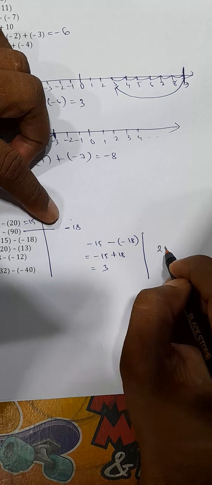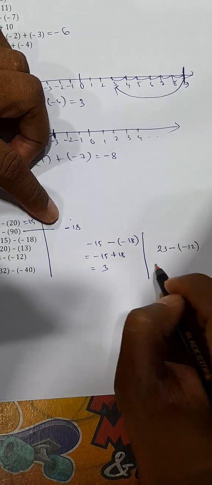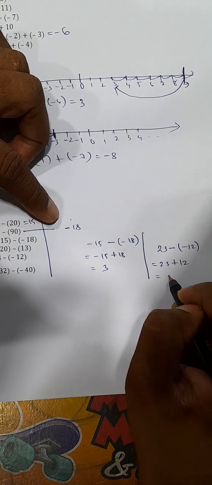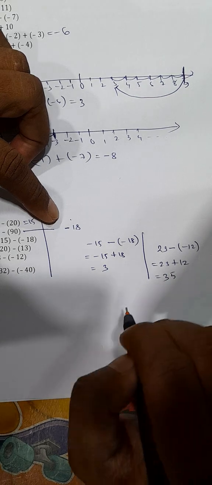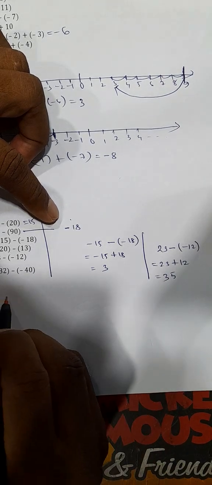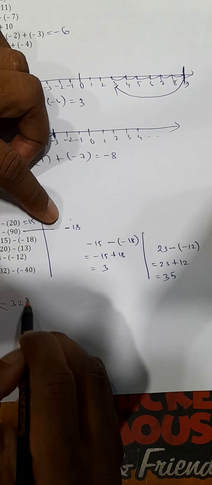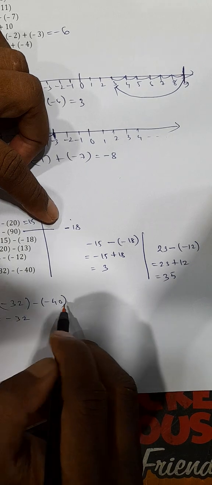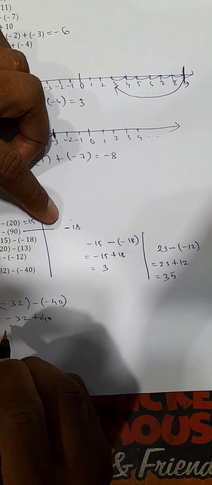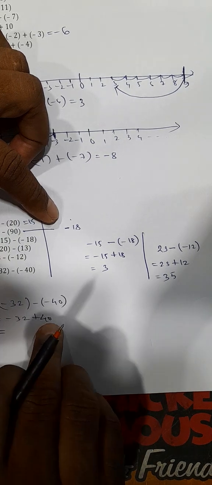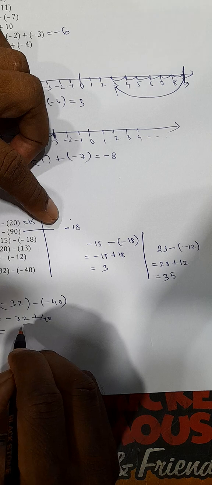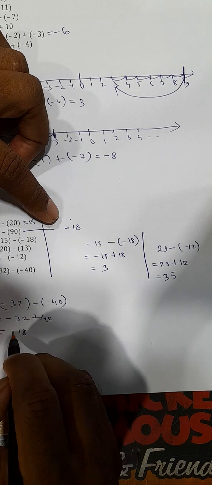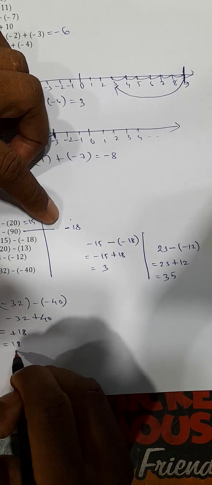Similarly, 23 minus -12. The additive inverse of -12 is plus 12. Find your sum: 35. Last one, say for example, -32 minus -40. What is the additive inverse of -40? It is plus 40. Now we'll find their difference since they have different signs. So the difference is 40 minus 32, 18. Since the larger integer is positive, the answer is positive. Positive 18 means 18.